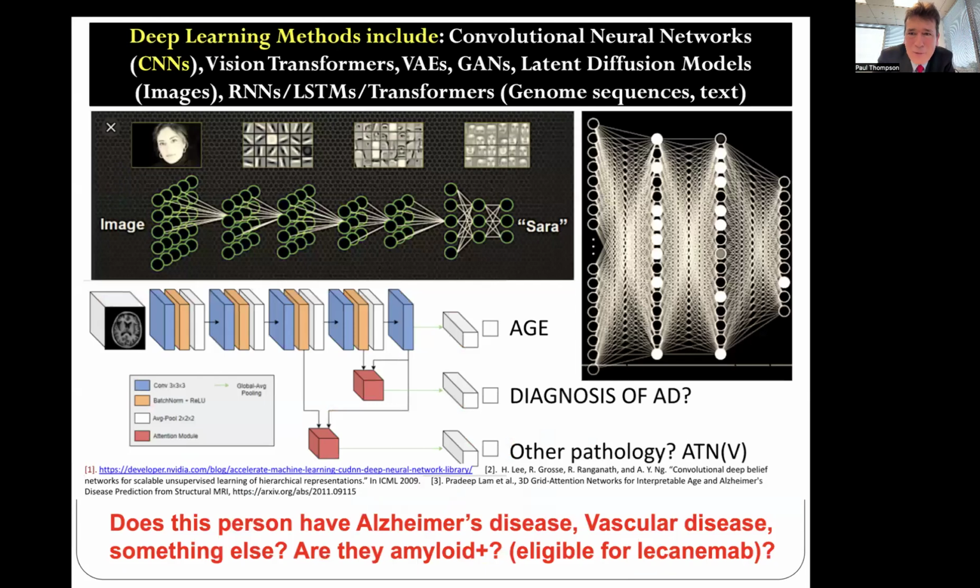So deep learning methods include convolutional neural networks, CNNs, vision transformers, variational autoencoders, generative adversarial networks, latent diffusion models that have become very, very popular recently. And all of those are typically applied or can be applied to images, either photographs or medical images. And then there are different types of AI that were developed to handle sequences. So text, sequences of words and sentences are examples of sequences that these are being applied to. Recurrent neural networks, an example being long short-term memory networks, LSTMs, and also transformers that are the basis of the ChatGPT suite of tools for language understanding.